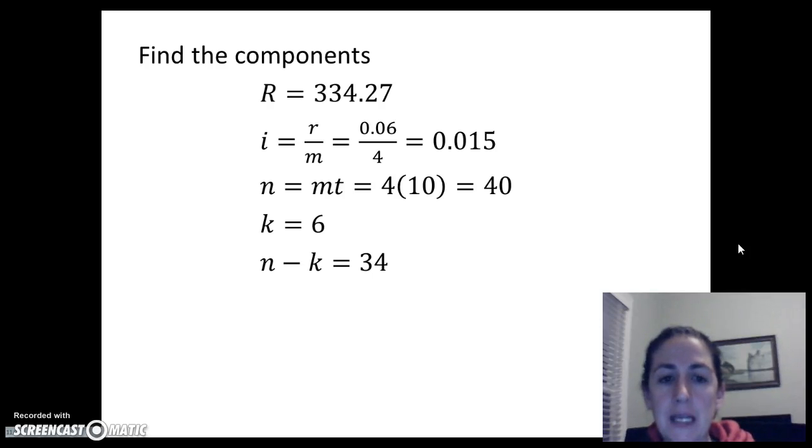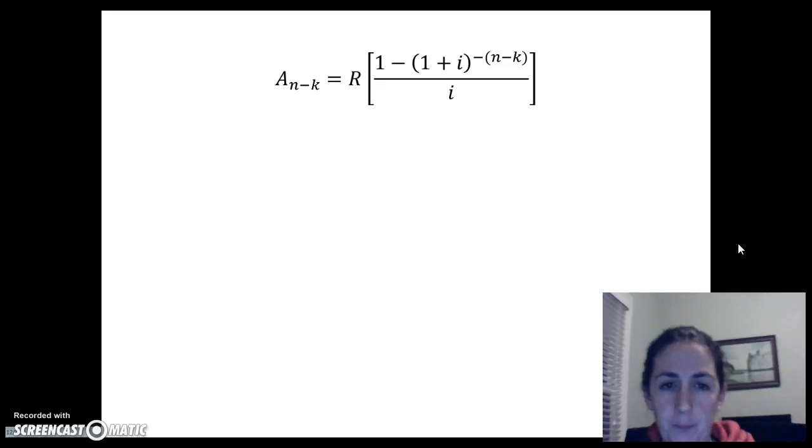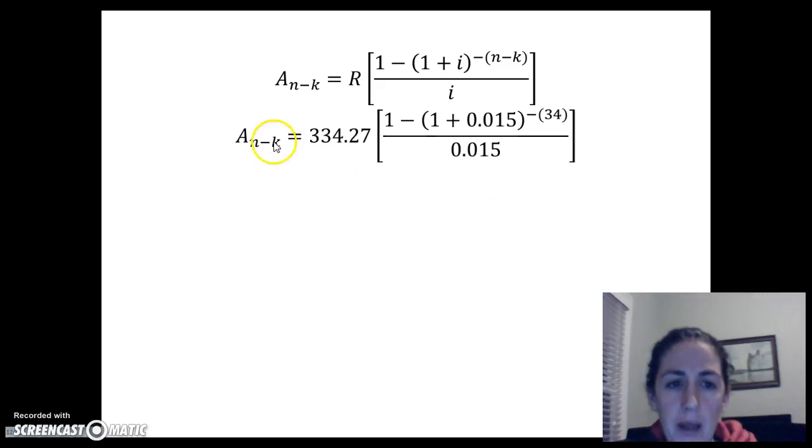So now that's all we need to plug into our formula. So our payoff amount that we have left will be our equal payments of $334.27 times 1 minus 1 plus 0.015 to the negative 34, the remaining periods we have left, divided by 0.015.